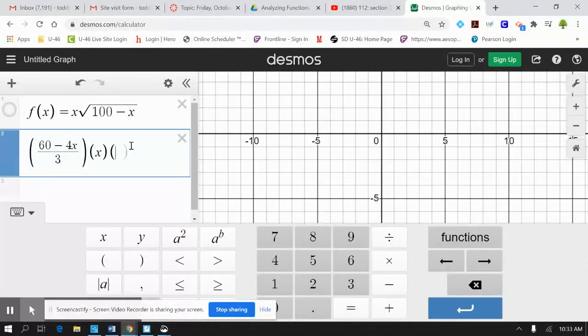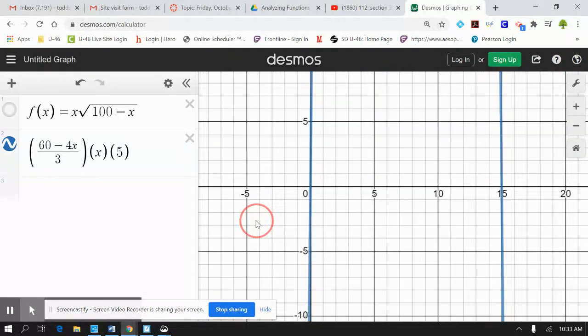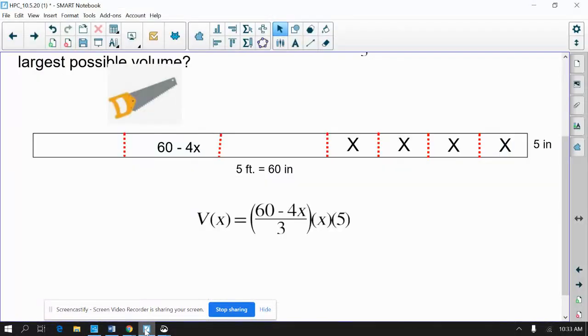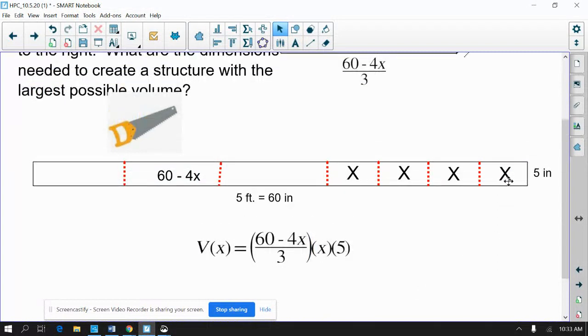Times x times 5. Again, you don't have to simplify it. We're just going to let our calculator do the hard work. Notice, if x is 15, the volume is 0. I hope that makes sense because remember, x is this. If this is 15, well, that means this is 15, this is 15, this is 15.